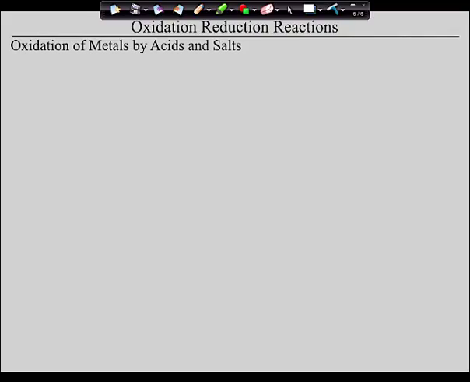Loses electrons. And where are they going to go? Well, they can either go to an acid or, bless you, a salt. So guys, we are going to look at an example of each of these, what acids do when they oxidize metals and what salts do when they oxidize metals.